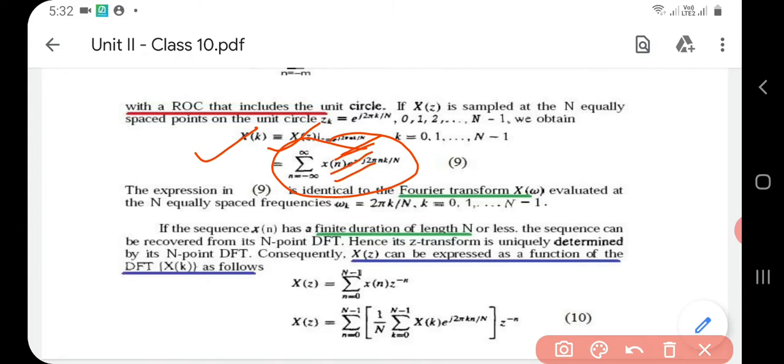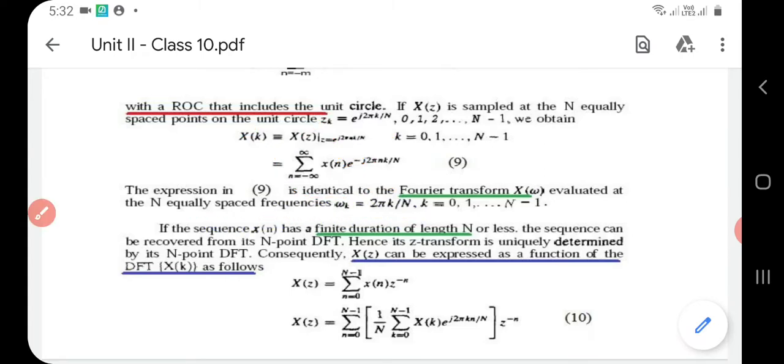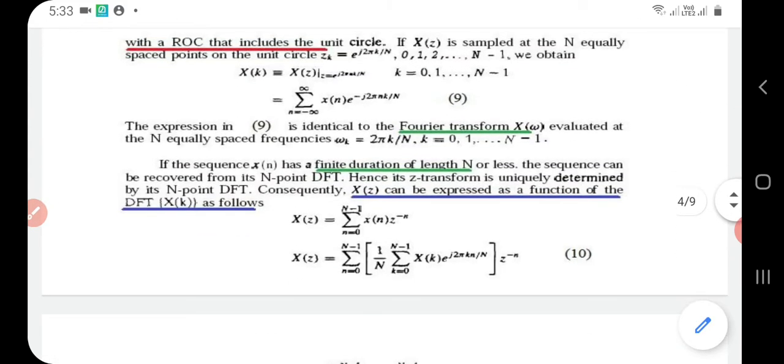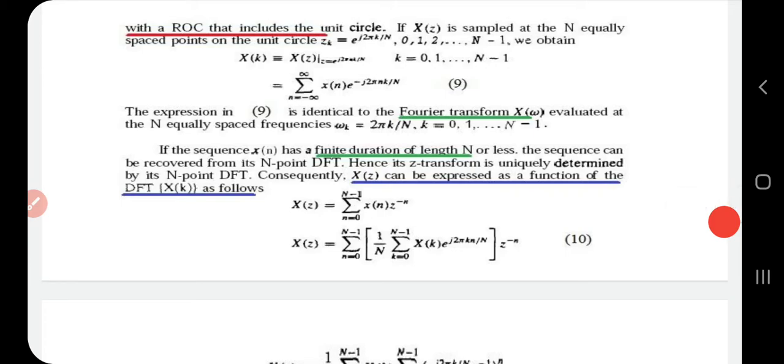Now this particular expression is identical to that of the Fourier transform X of omega evaluated at N equally spaced frequencies given by this. And here also x of n must be a sequence of finite duration, and its length must be less than or equal to N.